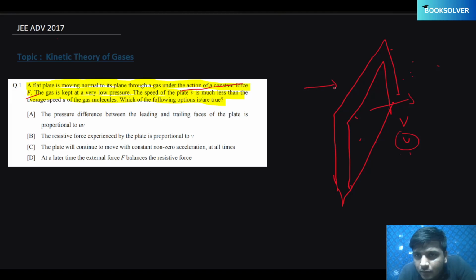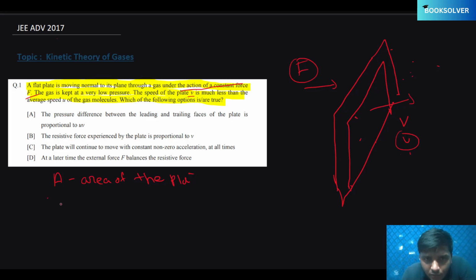So a constant force F is being applied on this, and the gas is opposing that force, so that the plate is moving with a constant velocity v. So let's first write what the number of particles that are putting force on this can be. Let's suppose the area of the plate is A. Let me write all the terms. A is nothing but the area of the plate here. Now, what can be the number of particles that are colliding?